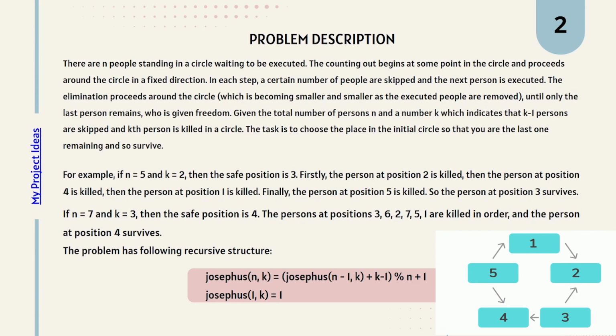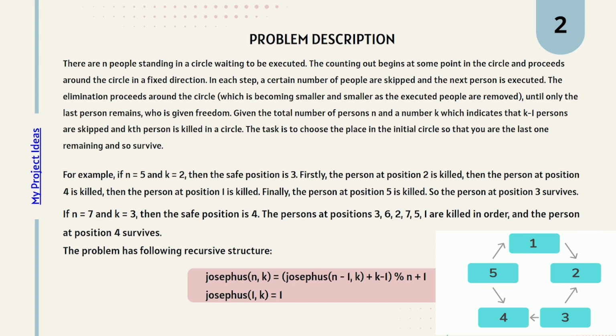What is the Josephus problem basically? Suppose there are n people standing in a circle waiting to be executed. Your counting will begin at some point in the circle and will proceed around the circle in a fixed direction, either clockwise or anti-clockwise. In each step, a certain number of people are skipped and the next person is executed. So it's a game. In every step, the person standing at a particular index will be killed.